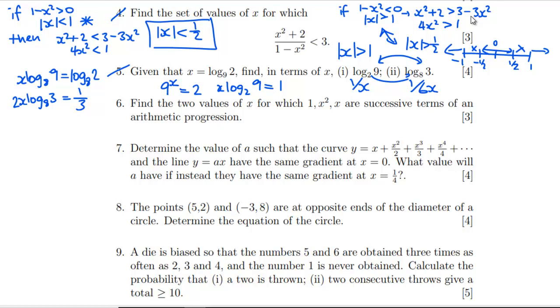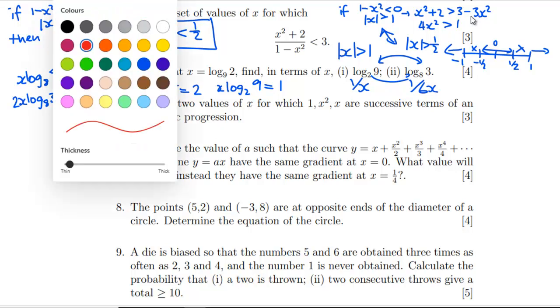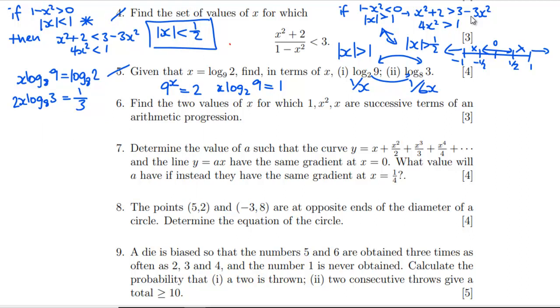Question 6, find the two values of x for which 1, x squared, and x are successive terms of an arithmetic progression. I'm just going to flip colour because it's getting a bit cluttered on the screen. I'm losing track of where I am. So we're saying a equals 1, a plus d is x squared, and a plus 2d is equal to x. So we've got that 1 plus d is x squared, just subbing the first one into the second one, and that 1 plus 2d is equal to x.